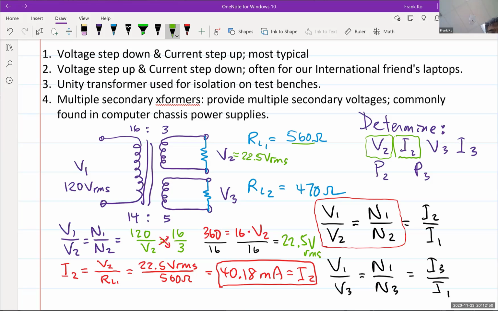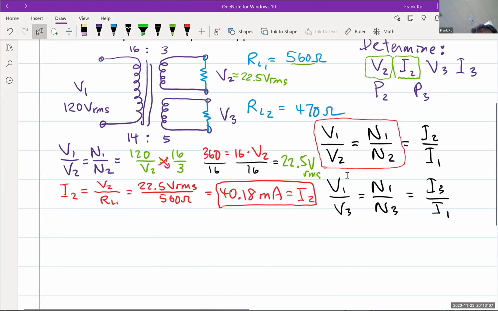How do we calculate for V3? My hand is not working on the screen. This is going to be fun. Nope. Come on, go up. Okay, there it is. I got my hand working on it.